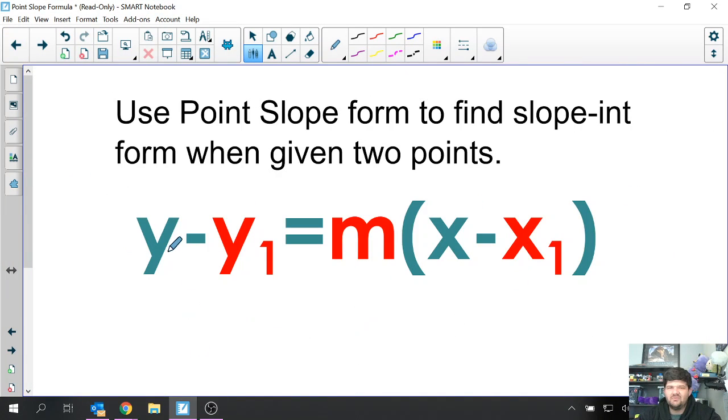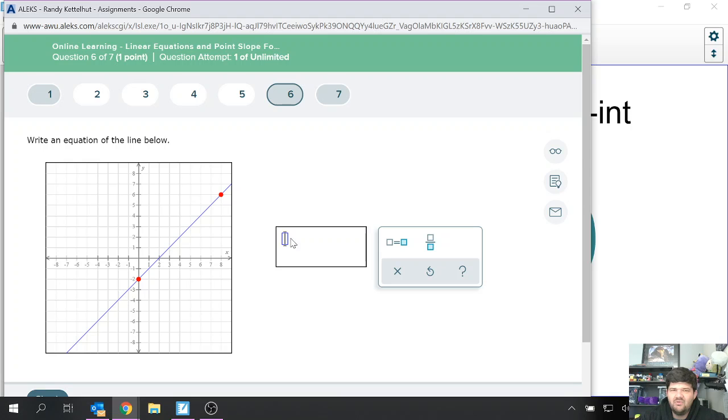So our point slope form is y minus y1 equals m times x minus x1. We know m, which is just 1. So as long as we can find an x1 and a y1, we're good to go. That's all we need to type in. And for these Aleks problems, when they're giving you the point like this, just choose one of the points. The one that's nicer to work with is 0, -2, smaller numbers.